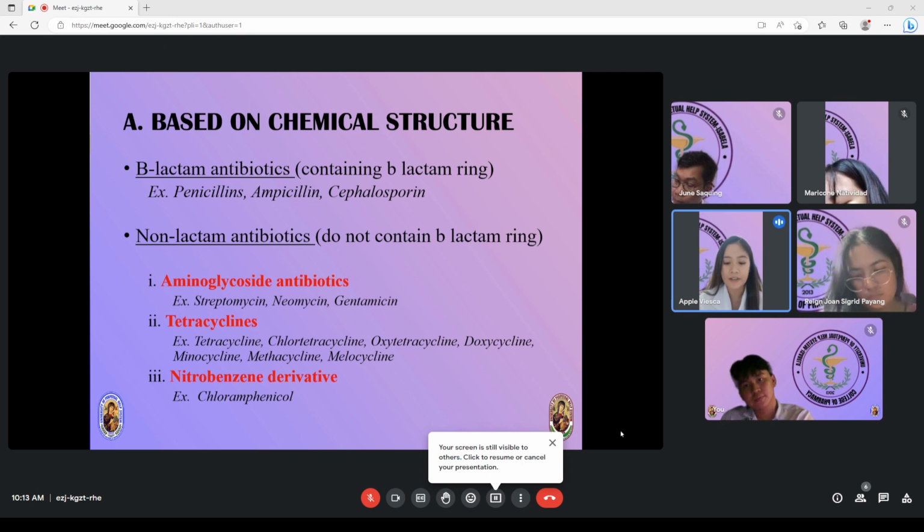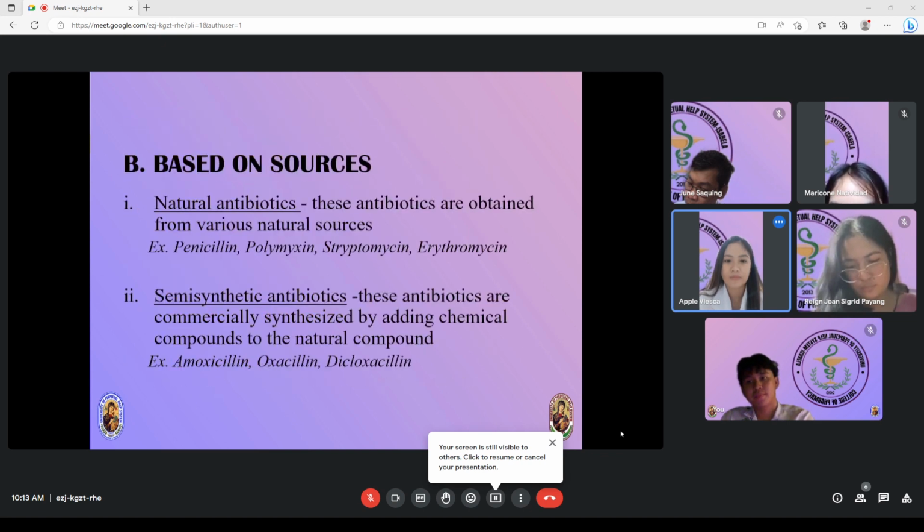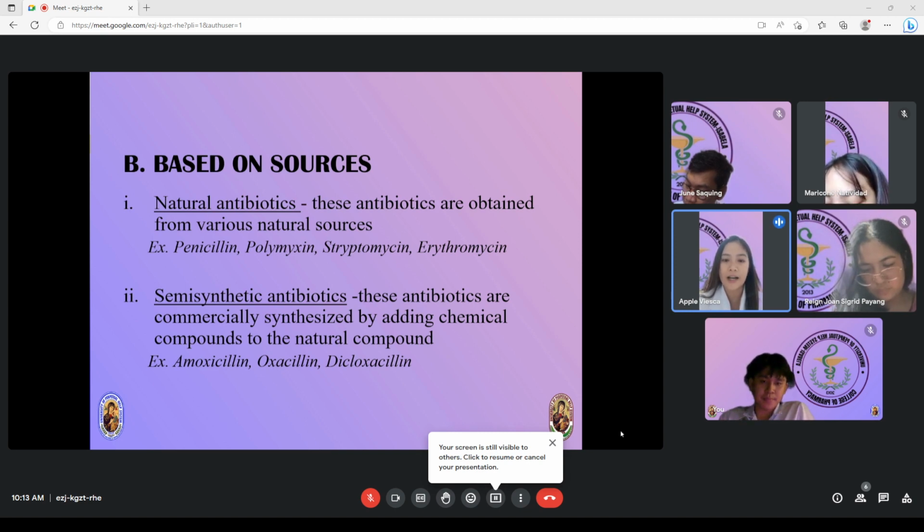There are different classifications of antibiotics. First is classification based on chemical structure: beta-lactam antibiotics containing a beta-lactam ring and non-beta-lactam antibiotics which do not contain a beta-lactam ring. Classification based on sources. There are two: the natural antibiotics, which are obtained from various natural sources, and semi-synthetic antibiotics, which are commercially synthesized by adding chemical compounds to the natural compound.